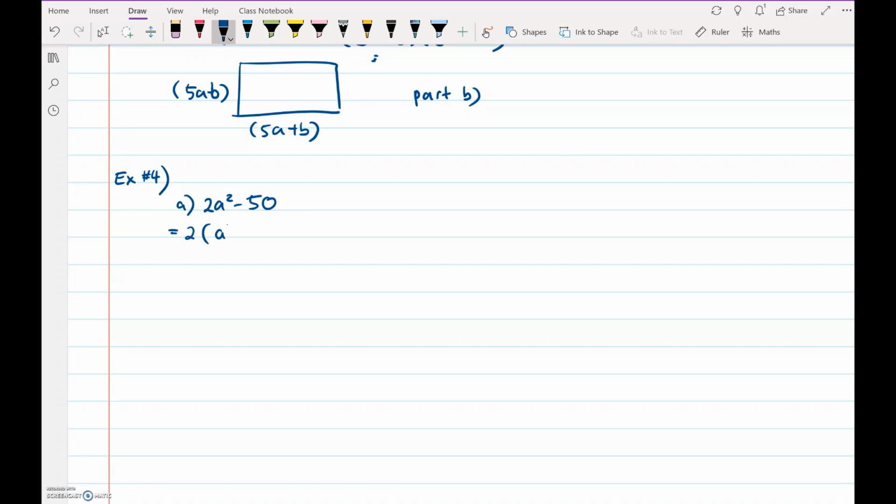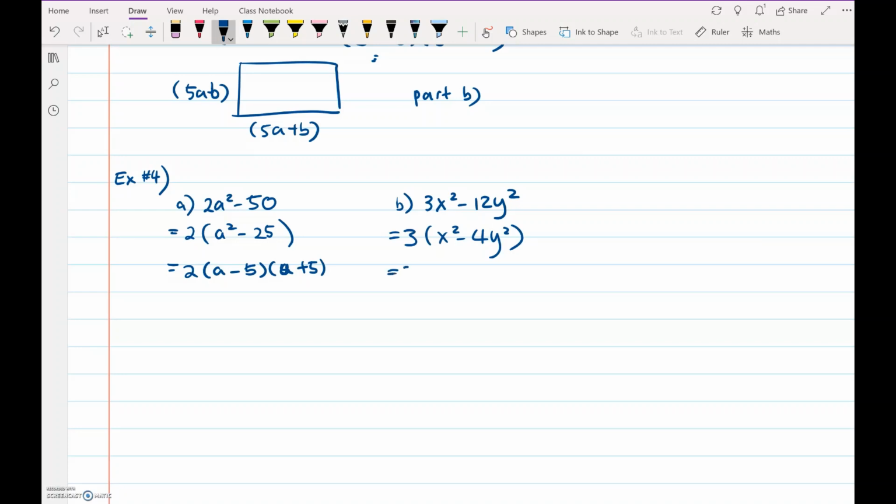And what we're left with is a squared minus 25, and that's something we can factor. So we have a minus 5 and a plus 5. For b here, 3x squared minus 12y squared. The first thing we can factor out is 3, and we're left with x squared minus 4y squared. 3 times x minus 2y, x plus 2y here.